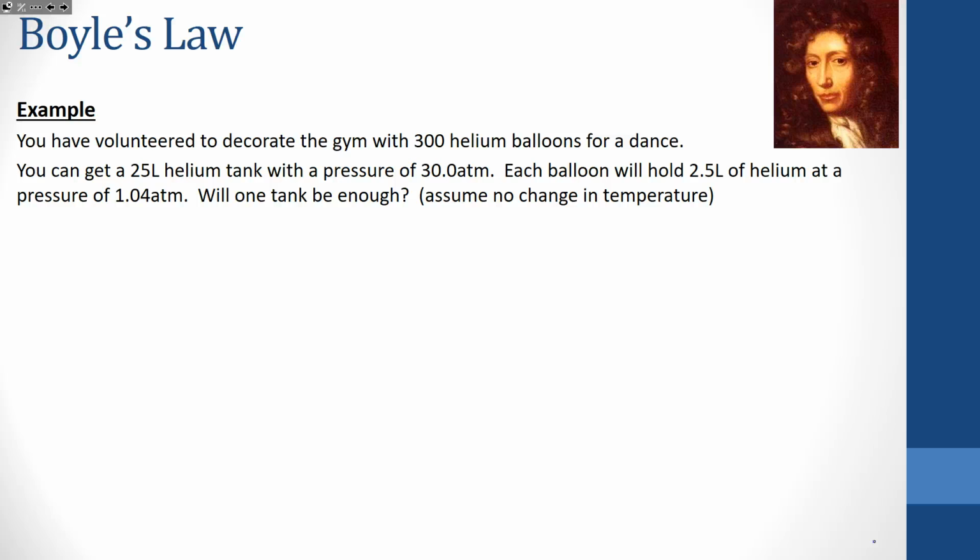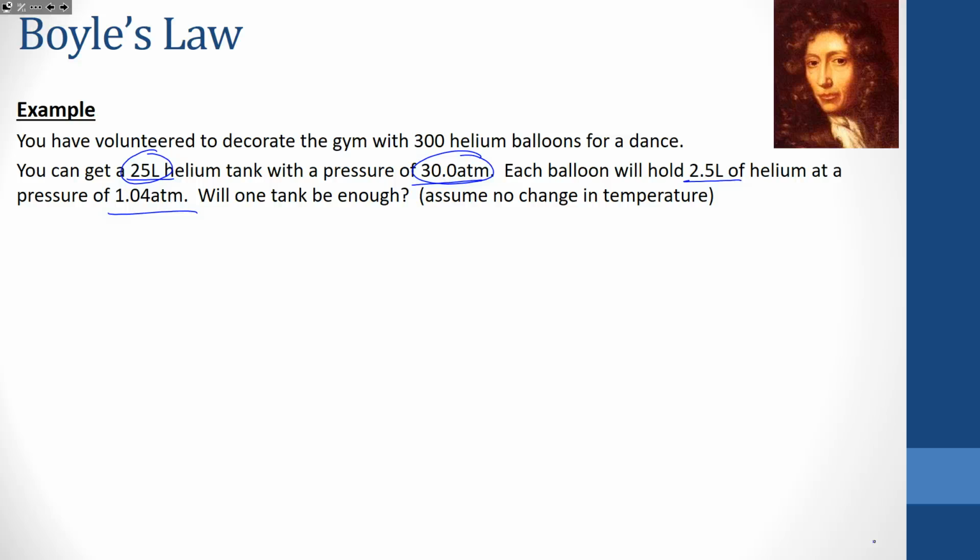We volunteered to decorate the gym with 300 helium balloons for a dance. We can get a 25-liter tank at a pressure of 30 atmospheres. Every balloon is going to hold 2.5 liters at a pressure of 1 atmosphere, roughly. So we want to know how many liters of helium we'll have, because if we take this tank that's under high pressure and we release that helium, it's going to expand because the pressure is dropping.